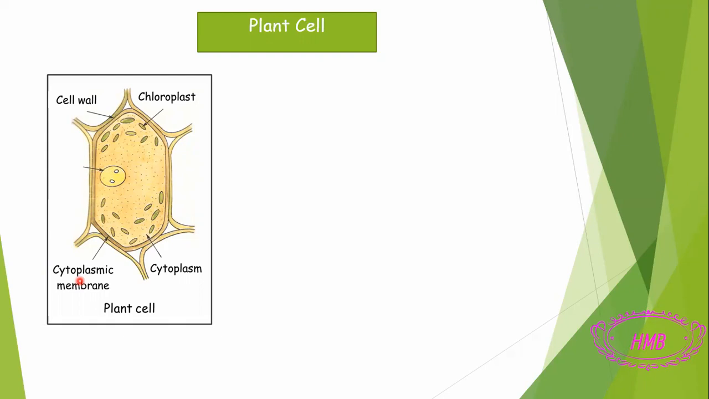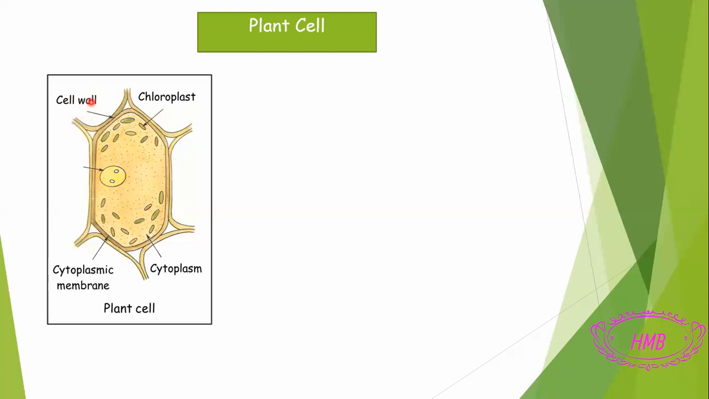We still have another interesting thing about the plant cell. If you notice here, I don't have only one outer covering. I have two outer coverings. I have the inner one, which is known as the cytoplasmic membrane, and I have an outer one, which is here. And this outer covering is called the cell wall. We call it cell wall because it's the outer covering of the cell, and we call it wall because it looks like a wall.